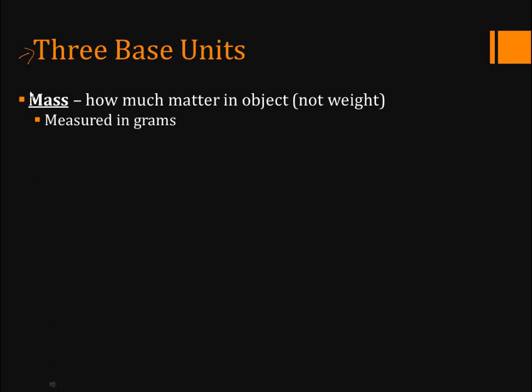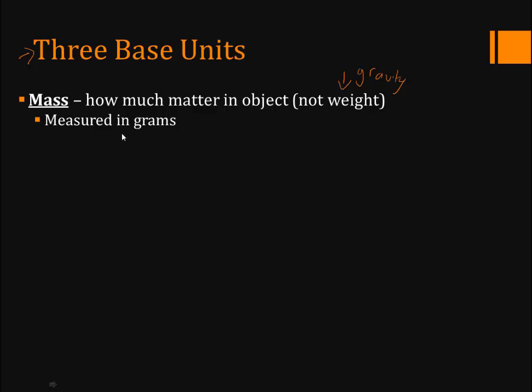The first one is mass, which is how much matter is in an object. This is how many protons, neutrons, electrons are packed into it. It is not a measure of how strongly gravity pulls on it. That's what weight is. This is dependent on gravity. Mass is just how much matter, how much stuff it's made out of.